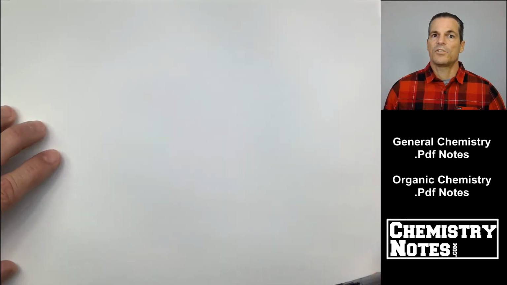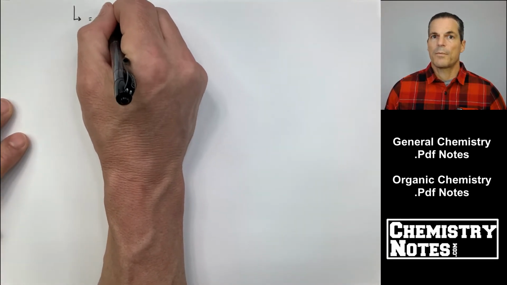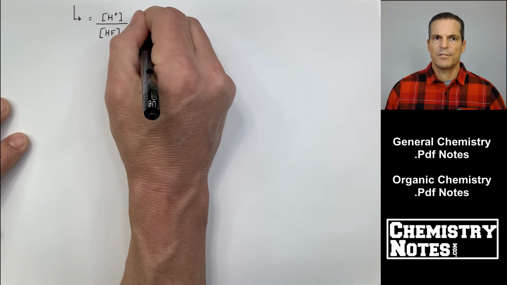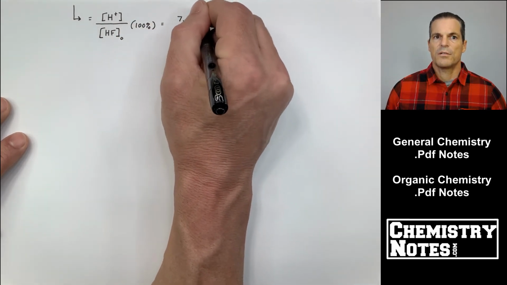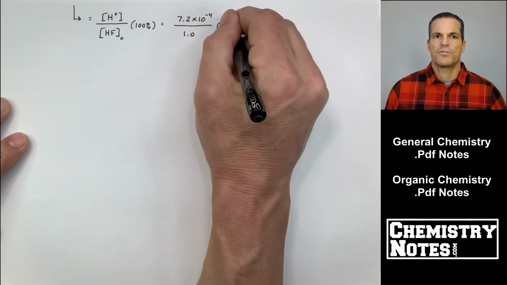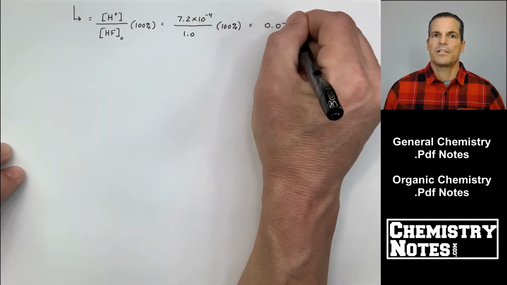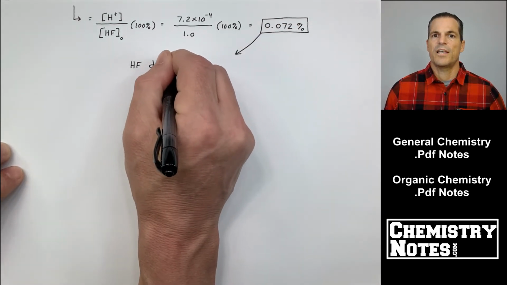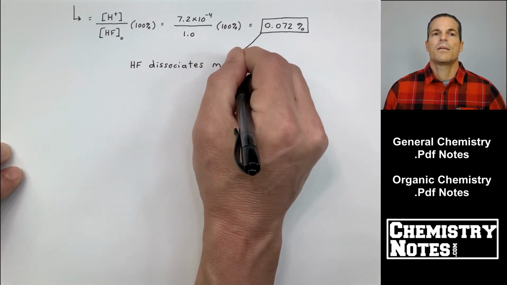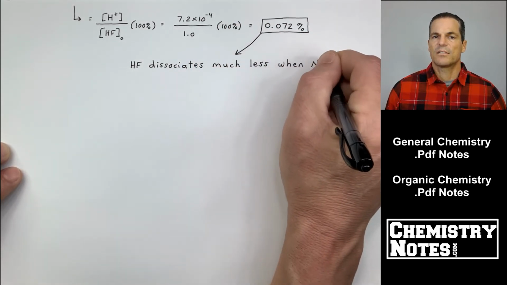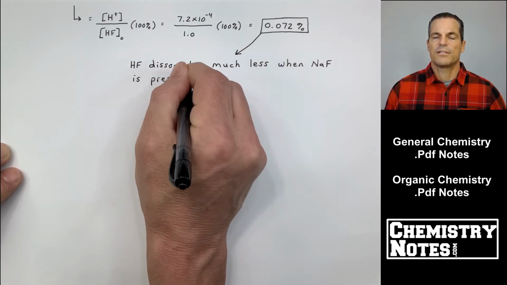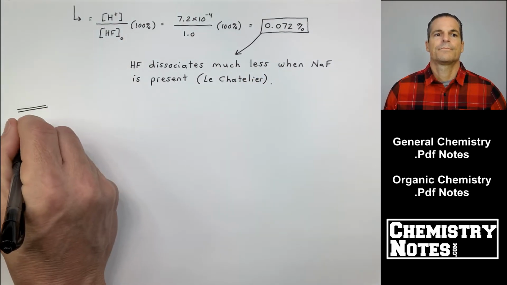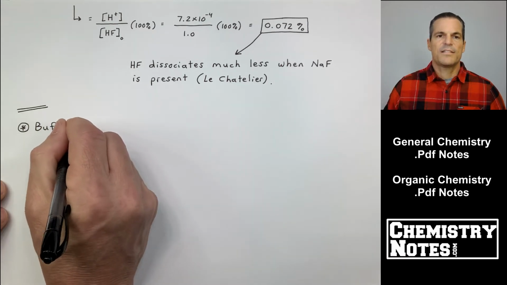Now let's get to the percent dissociation of HF. We will expect our percent dissociation to also be smaller, right? Well, percent dissociation is my hydrogen ion concentration all over the initial HF concentration times 100%. 7.2 times 10 to the minus fourth all over 1.0 times 100%, 0.072%, much smaller than 2.7. Okay, HF dissociates much less when NaF is present in solution as well because of the common ion effect. All right, so double lines there.